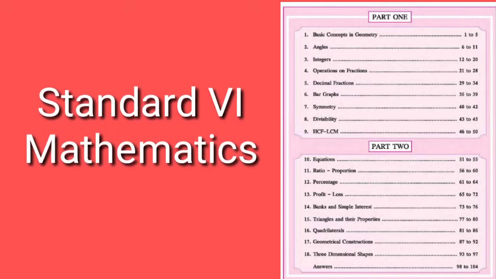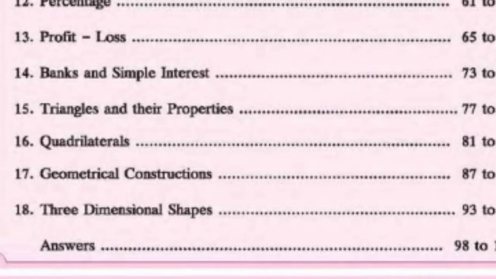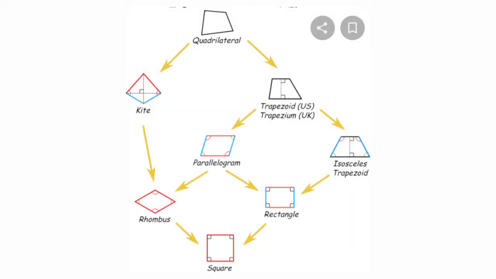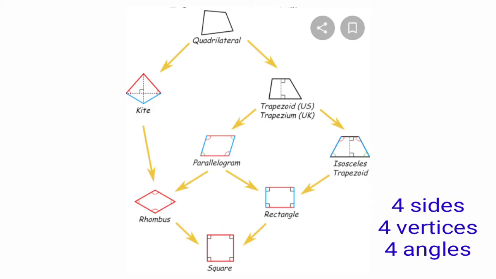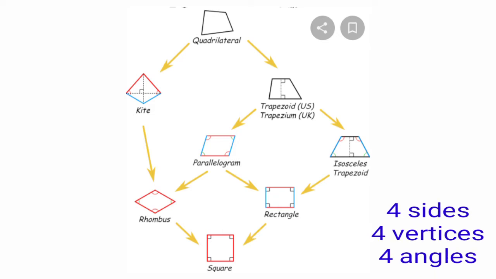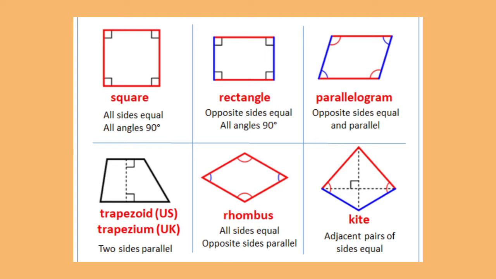Let us start. Today's topic is quadrilaterals. What do you mean by quadrilateral? The figure which has four sides is called a quadrilateral. Here you can see all the figures which have four sides, like kite, trapezium, square, rectangle, parallelogram, etc.